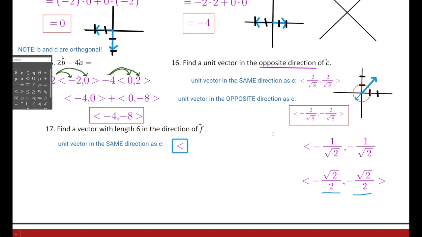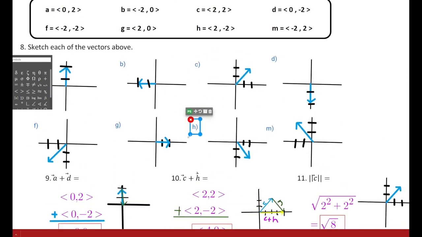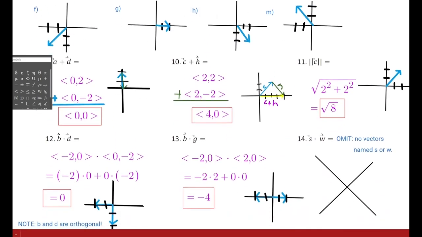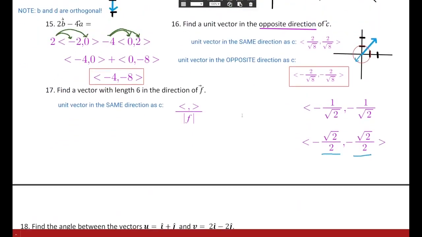So let's go back and check out what f is. And we're going to divide it by the magnitude of f. So f up here is -2, -2. We see the sketch over here. Might as well bring it down because I'm sure we'll want to talk about it. So yeah, it's -2, -2.